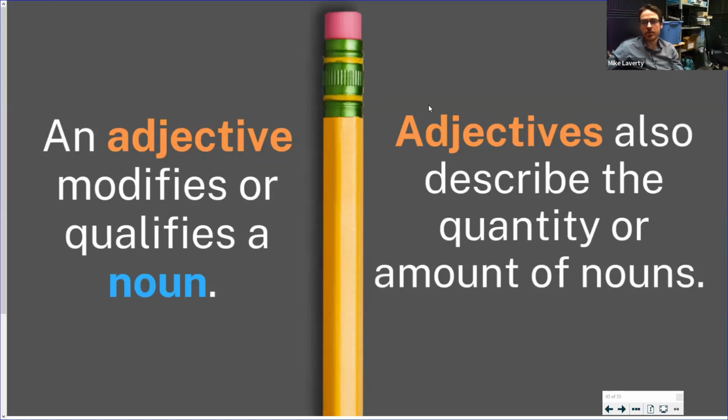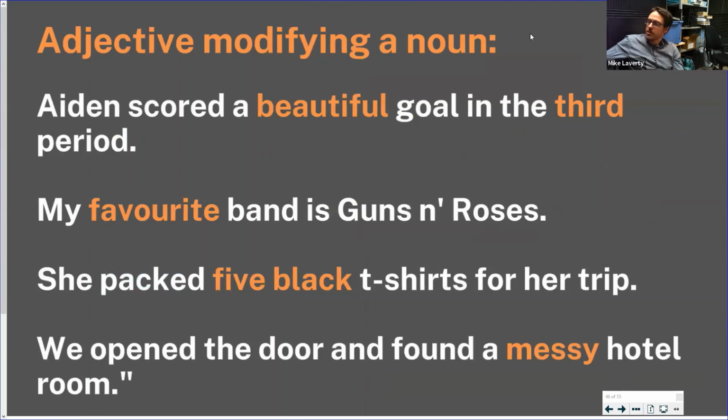All right, so we're going to talk about adjectives as we get into the, to support answering question number 8. So an adjective modifies or qualifies a noun, so it changes the meaning of the noun, or it gives us more information about it. It also describes the quantity or amount of nouns, so it has those 2 functions.